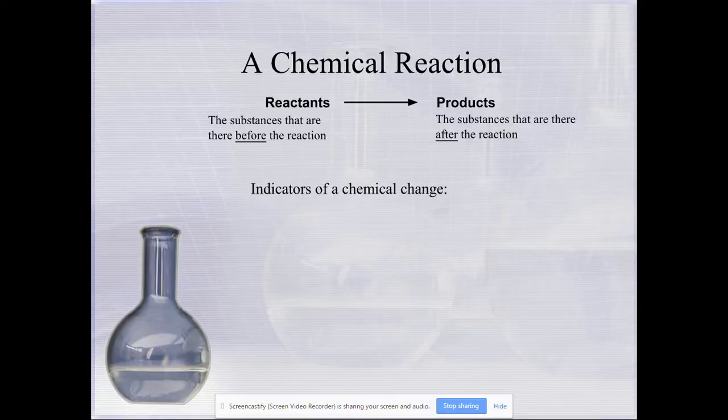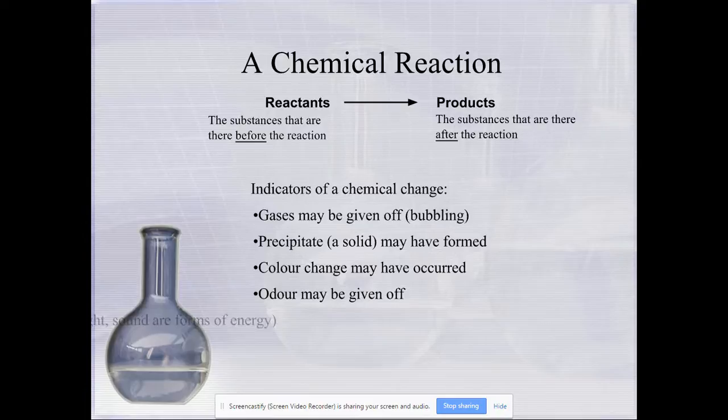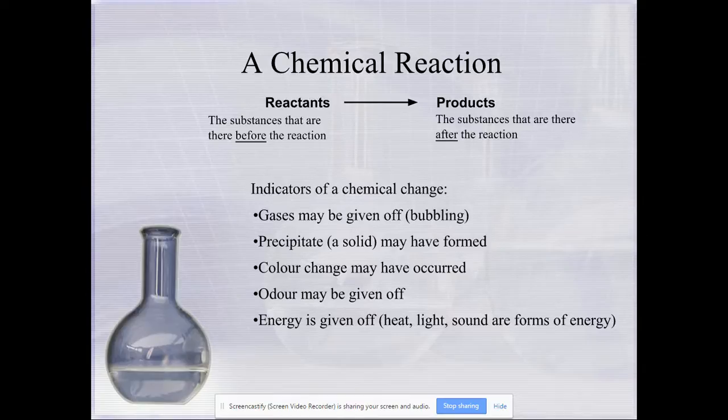Okay, indicators of a chemical change. We may have gases being given off, such as bubbling. We may have a precipitate, or a solid, that is formed. We may have a color change. We may have an odor or a smell given off. And energy is given off. Heat, light, and sound are forms of energy.